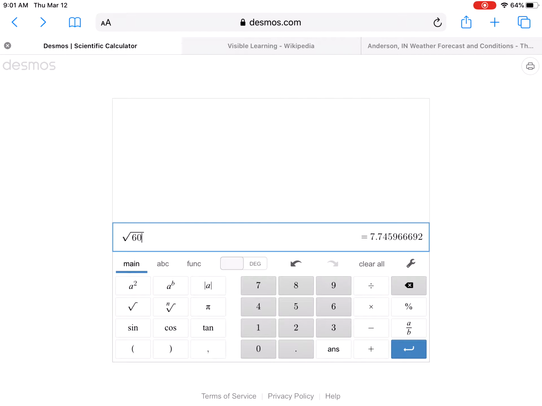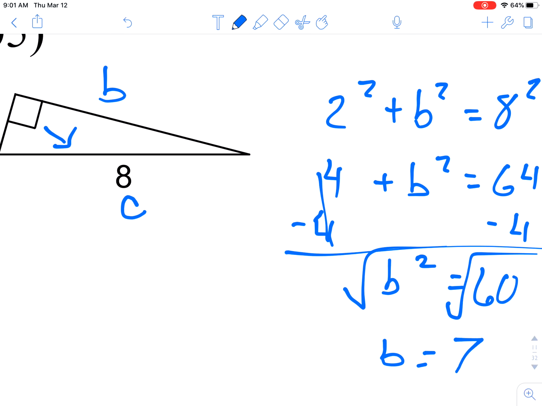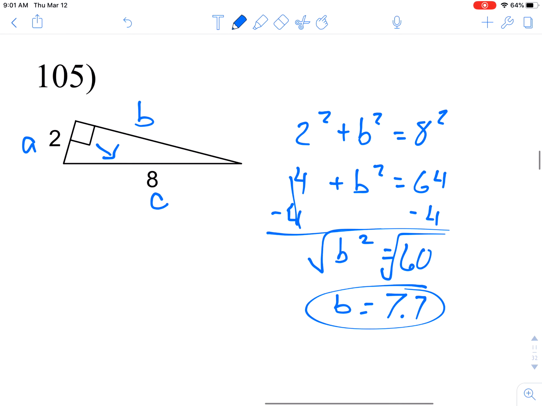is 7.74. Because the 4 is less than 5, we're going to leave it the same, so it's going to stay 7.7. And that is the answer for B.